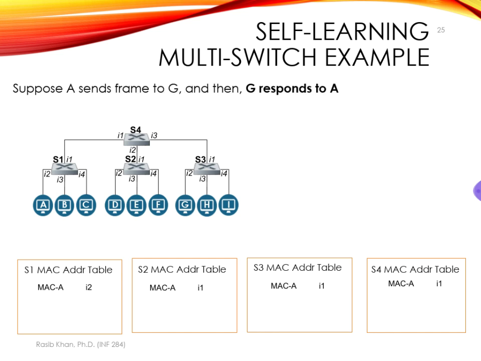So now in the next part, if G is responding to A, we have the current status of the MAC address tables. First, G sends out the frame with the source address of MAC G and the destination address of MAC A to S3. S3 received the frame from G, and now it sees that the source MAC G is not recorded in the table, and it just received this frame on interface I2. So it records it into the table.